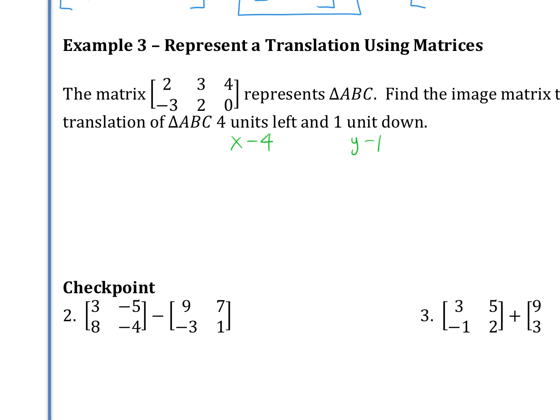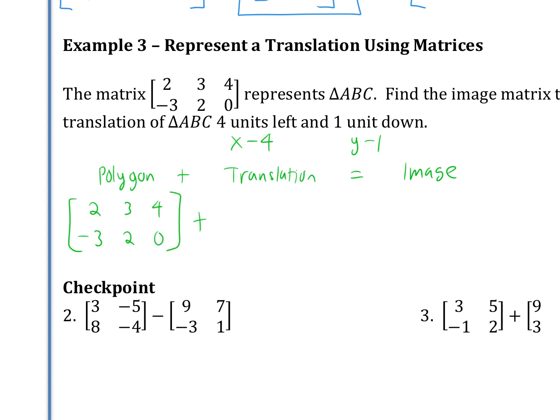We're going to write the polygon matrix, plus the translation matrix. We're going to add them, and that's going to equal the image, okay? All right, so what's the polygon here? We talked about that. Triangle ABC was 2, -3, 3, 2, and 4, 0. We're adding that plus, what's the translation matrix?